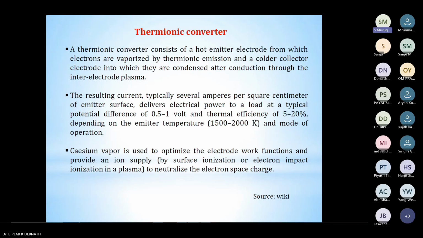You'll get power up to, say, 100 watts. Depending on the efficiency, the conversion will give 10 to 100 kilowatts. The emitter temperature will be in the range of 1500 to 2000 Kelvin. Okay. And cesium vapor is normally used to optimize the electrode work functions, and you will get the maximum efficiency when you use such a material. Next.